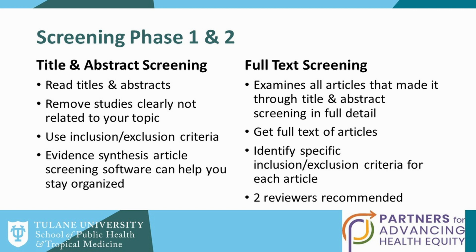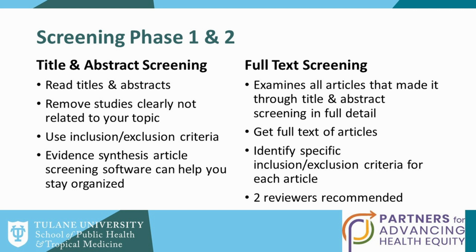Depending on the software you use, you can either deduplicate using a citation manager or other resource like that, or sometimes screening software has a deduplication feature. We won't be endorsing any one particular screening software, but we'll be sharing a few options. So first you read the titles and abstracts, and it'll be quickly obvious if it's not related to your topic, and you can use that inclusion-exclusion criteria. You don't have to read the whole article at first, just those titles and abstracts.